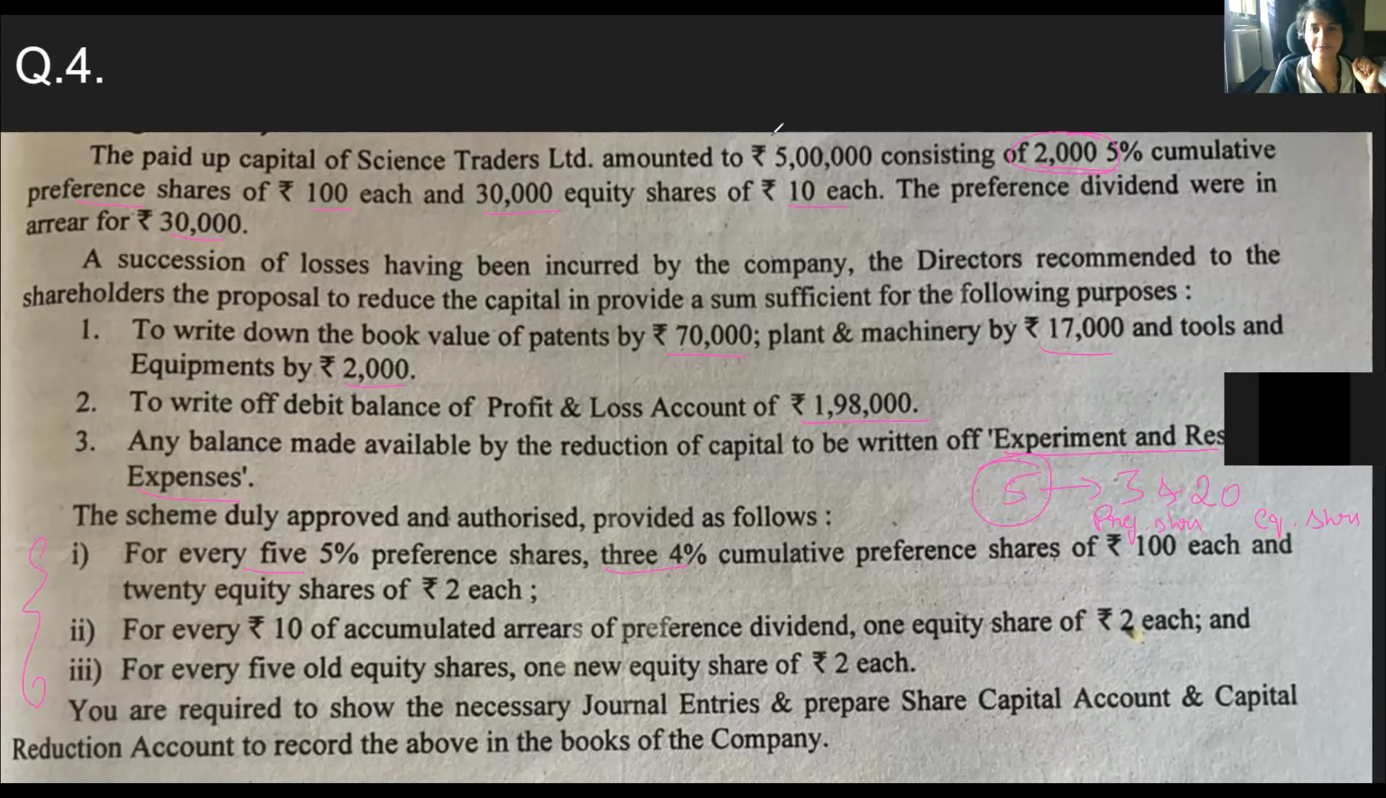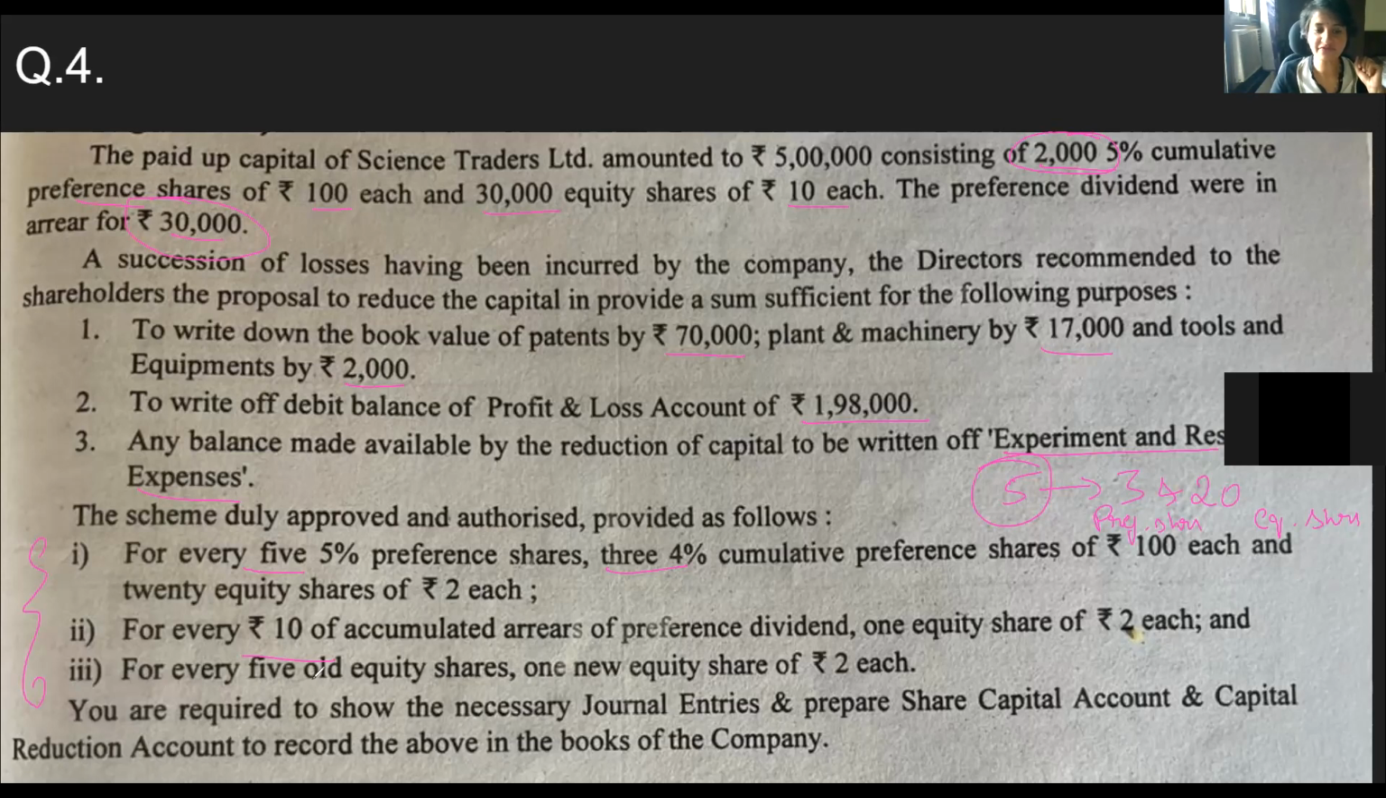Then for every rupees 10 of accumulated arrears of preference dividend, 1 equity share of rupees 2 each is issued. Currently the preference dividend arrears in the company is 30,000. For every 10 rupees of preference dividend arrears, an equity share of 2 rupees is issued. So how much will be issued on 30,000? We will see that later. How much amount of equity shares will be issued and how much is left, we will see later. Okay.